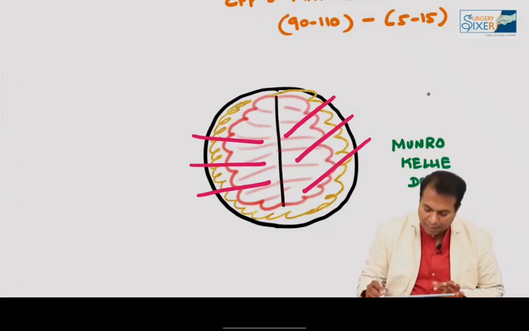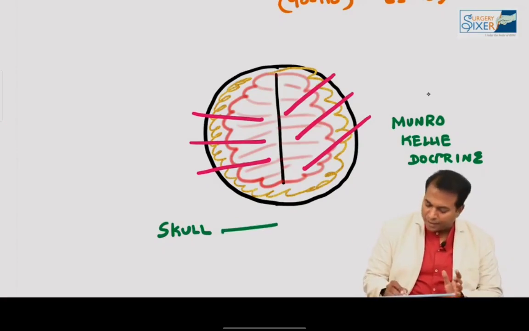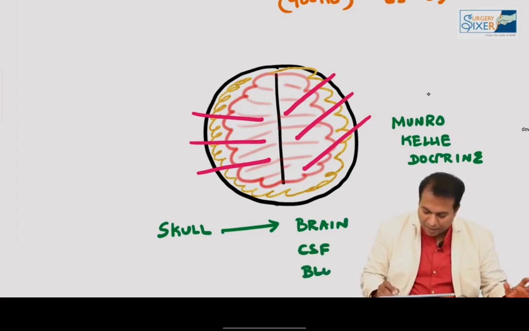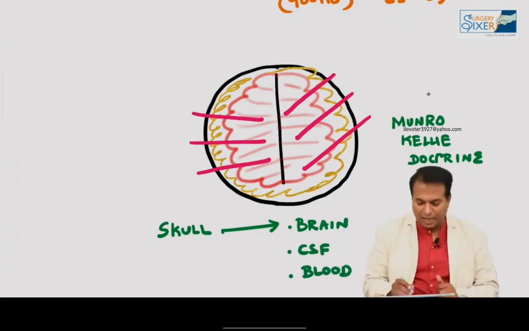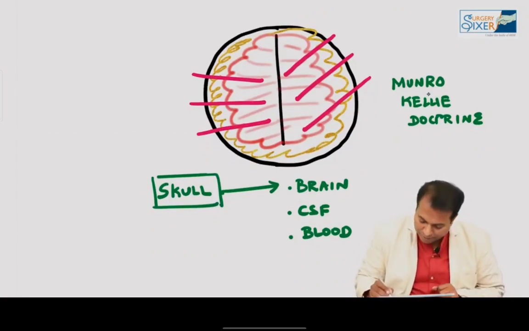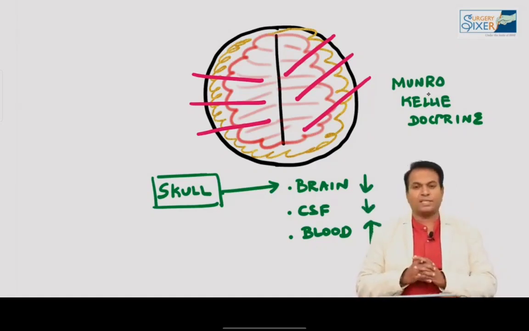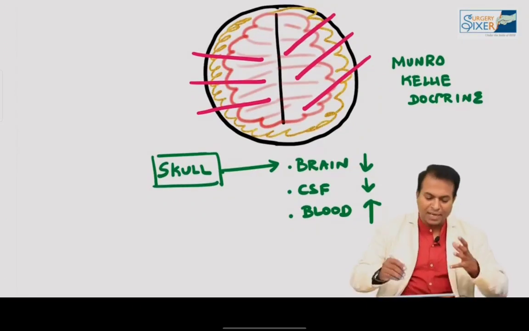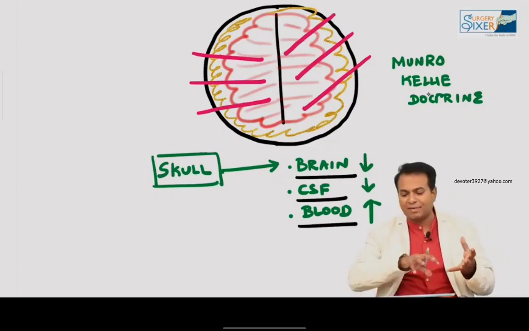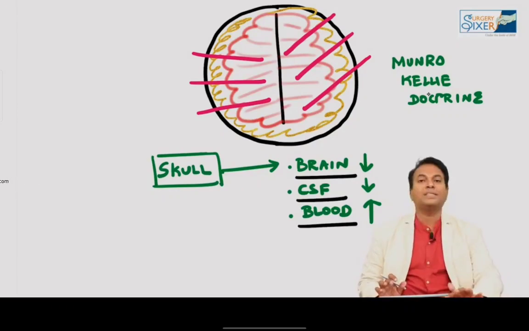What does this Monro-Kelly doctrine say? It says the skull is a closed compartment. At any point of time inside your skull, brain, CSF and blood are a constant. If one increases, for example if the blood component increases, it will compromise the other components like brain or CSF. So the Monro-Kelly doctrine says in your skull you have three components: brain, CSF and blood. If one component increases, it will compress or suppress the other components. Please don't forget this Monro-Kelly doctrine.